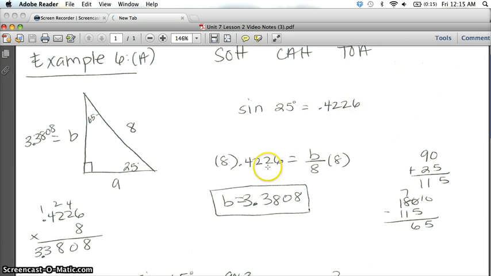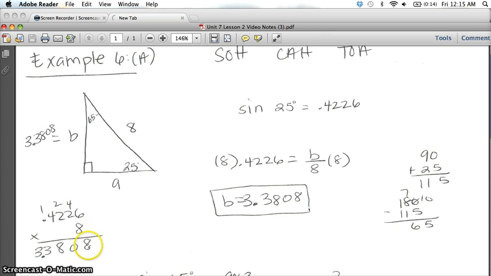So what you're going to do is set up the ratio. So 0.4226 is the sine of 25 degrees. And that's going to equal opposite over the hypotenuse, which is B divided by 8. Now, you got to get B by itself, so you multiply by 8. What you do to one side, you have to do to the other side. So we can get rid of our 8's here. And 8 times 0.4226. So I went ahead over here and I did the math. So 0.4226 multiplied by 8.